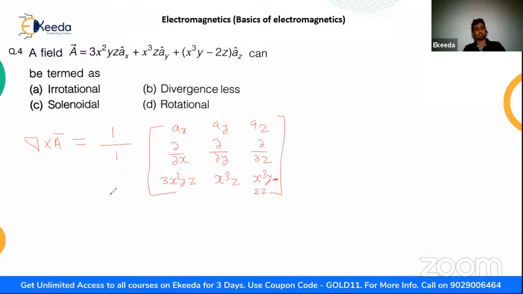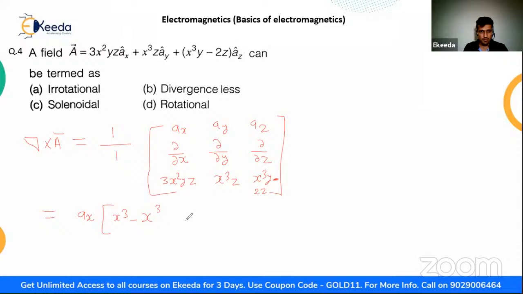So you simply need to calculate using that matrix. For ax, multiplied by the differentiation with respect to y of this, which will be x cubed, minus the differentiation of this with respect to z, which will be x cubed. This is a partial differentiation, and in partial differentiation we take the other variables as constant. Suppose we are differentiating with respect to z, then we take x and y as constant.